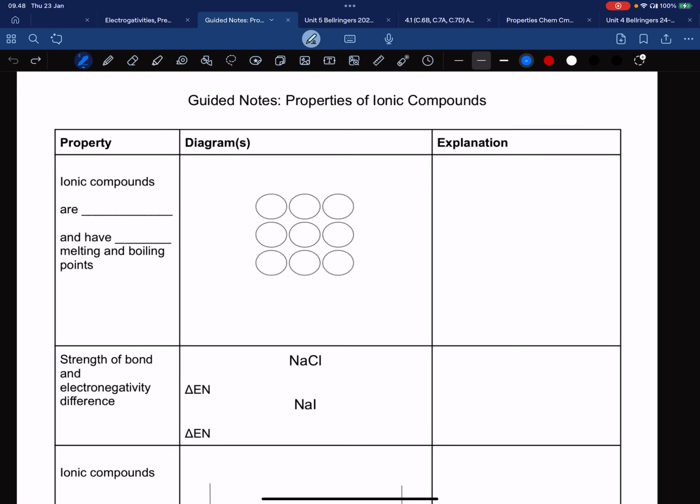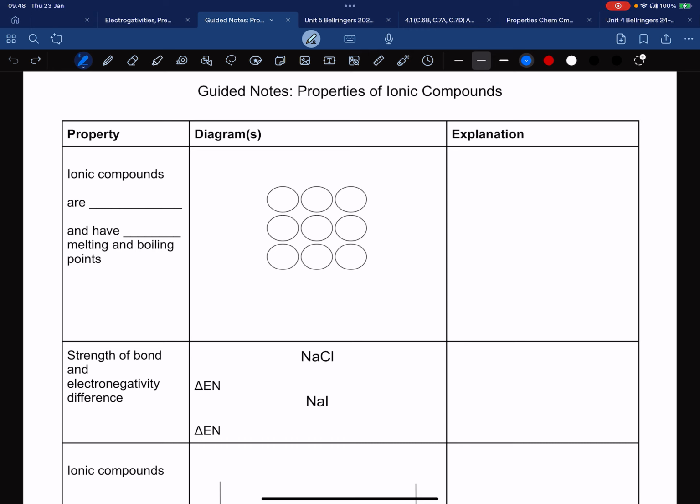So perhaps you were absent, or perhaps you just want to go back and have another look at this particular topic. But we are looking at the properties of ionic compounds like you saw in the laboratory that we did in class. All right, so ionic compounds are solids, as you saw with the white granules that we had in class, and they have high melting and boiling points, which is why they did not melt when you put the heat under them.